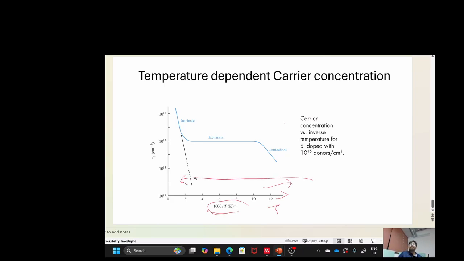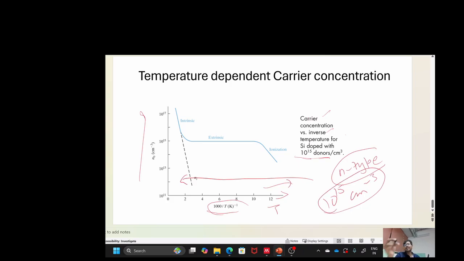Okay, so this is the carrier concentration, and this graph is taken at various temperatures. How does the carrier concentration look at various temperatures? So, carrier concentration versus inverse temperature, for silicon doped with 10 raised to power 15 donors. Donors means N type. Okay, N type semiconductor with 10 raised to power 15 per centimeter cube.